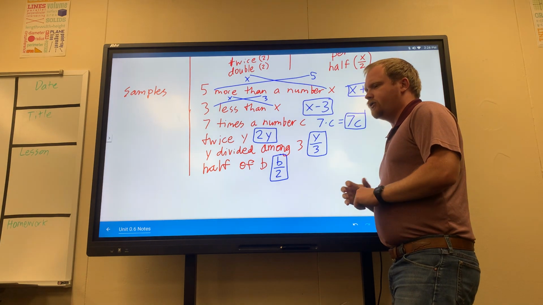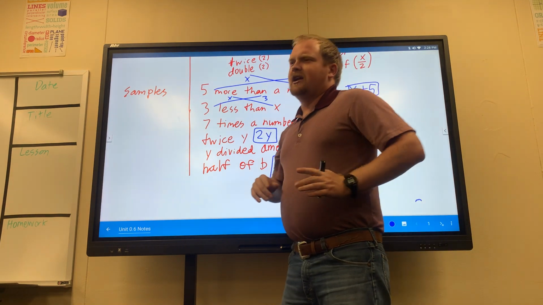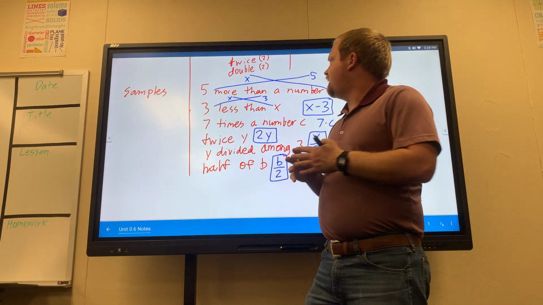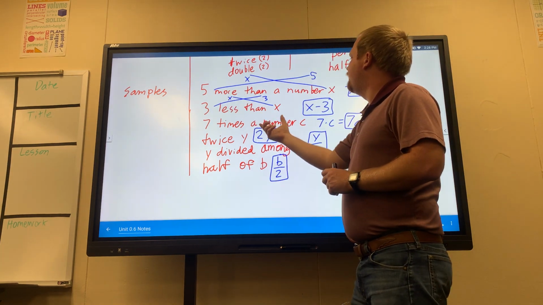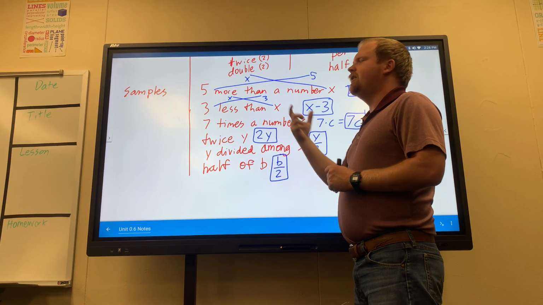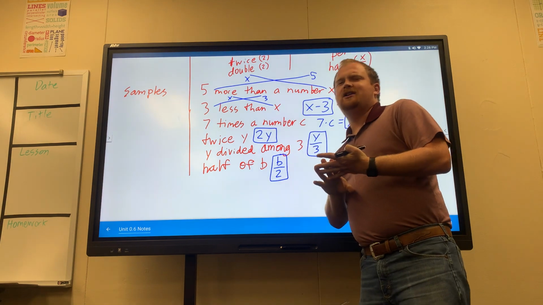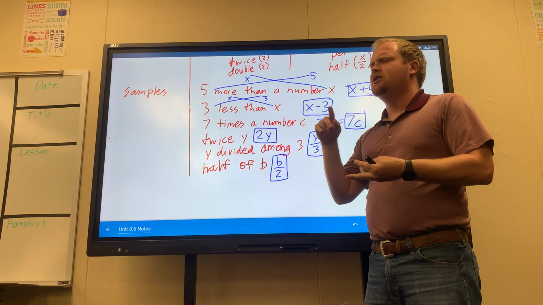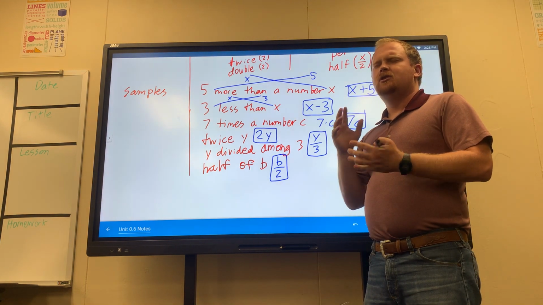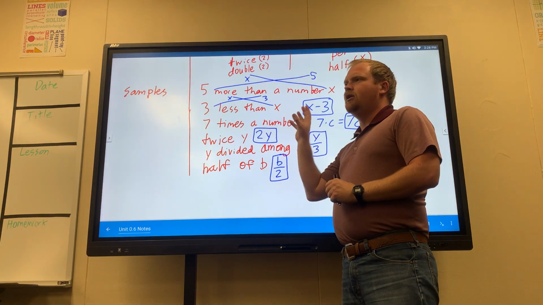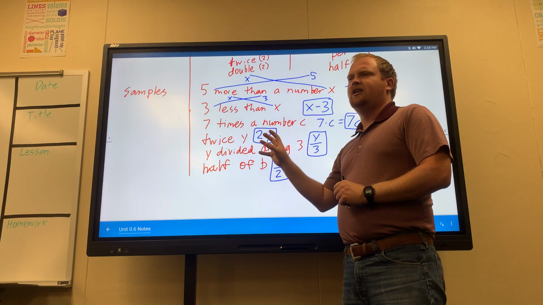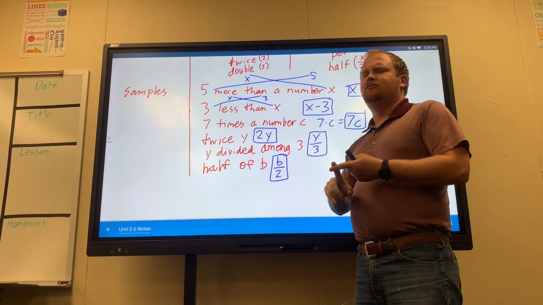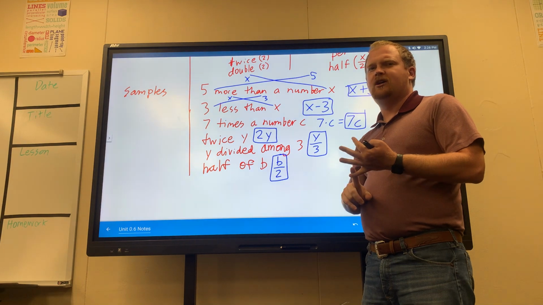Okay? So the biggest thing you have to keep in mind is that whatever it tells me to do, I have to understand which of the four operations it's talking about. Is it talking about addition? Is it talking about subtraction, multiplication, division? Just be aware of the words you're using to tell us whether it's multiplying, dividing, adding, or subtracting.